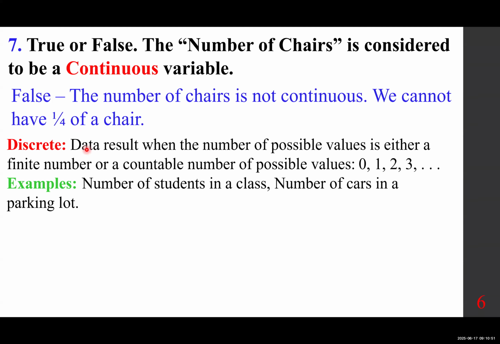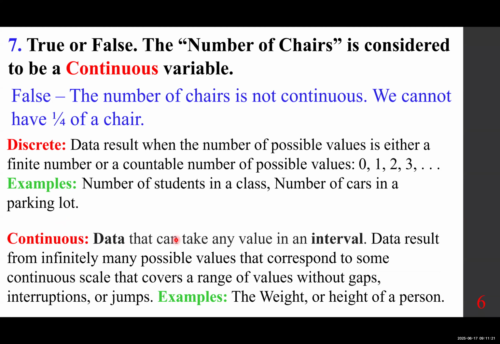Discrete. Data result when the number of possible values is either a finite number or a countable number of possible values: 0, 1, 2, 3, etc. Examples: number of students in a class, number of cars in a parking lot. So those are discrete variables.